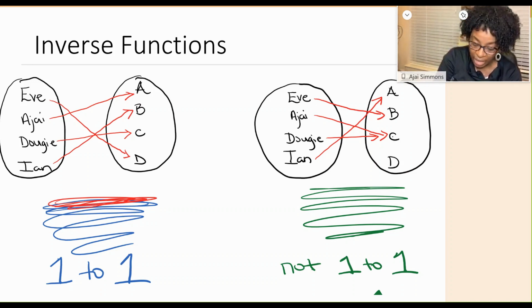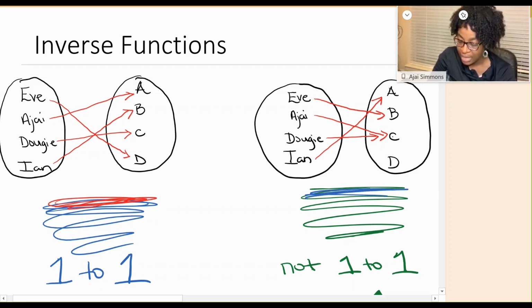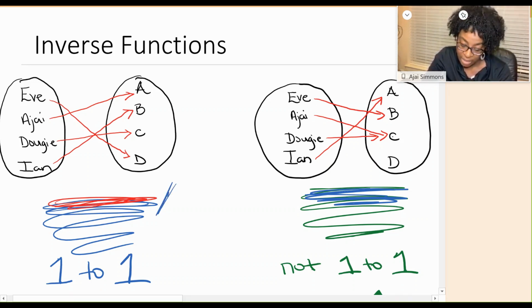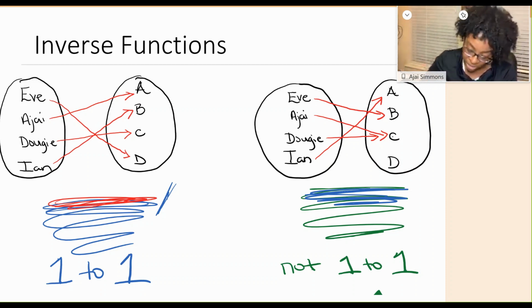But if you look at the mapping on the right-hand side, this is not considered to be onto because the grade of a D was not given to any of the students, which is a good thing, right? So this one is not onto and it's not 1-to-1. The one on the left-hand side is 1-to-1 and it's onto. So it's important that we talk about this because in order to find an inverse, a function needs to be 1-to-1 and onto. Okay, and you'll see why in just a minute.